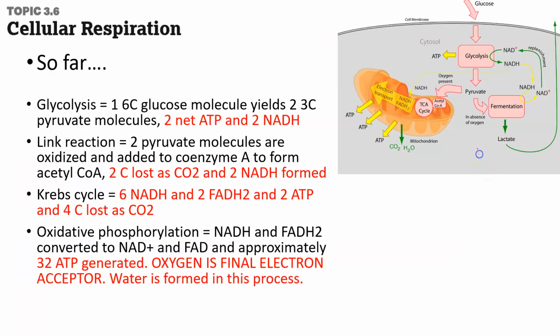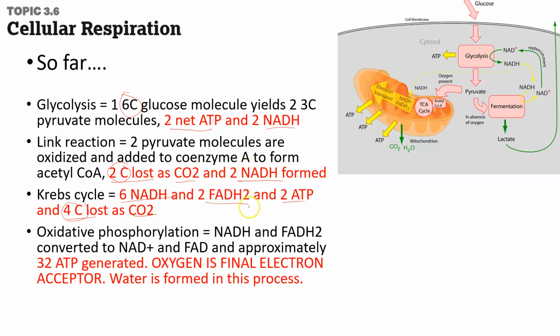So let's go ahead and review what we have so far. Hopefully this picture will help you put it all together, big picture-wise. Glycolysis: 1 6-carbon glucose molecule yields 2 3-carbon pyruvate molecules, and you get 2 net ATP and 2 NADH. Link reaction: 2 carbons are lost as CO2, and 2 NADH are formed. Krebs cycle: you've got 6 more NADH and 2 FADH2, along with 2 ATP, and you've lost 4 carbons as CO2. So we've lost all our carbons that we breathe out. 4 plus 2 is going to give you 6, right? We've lost all of our carbons from that sugar at this point, and that's what we would breathe out.